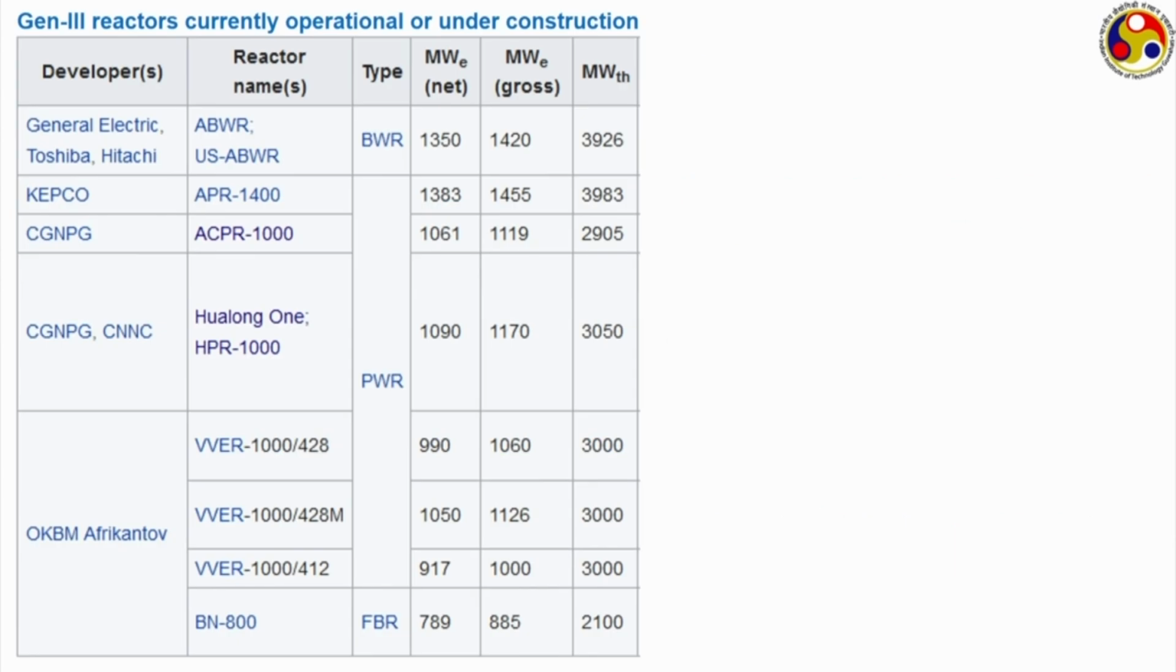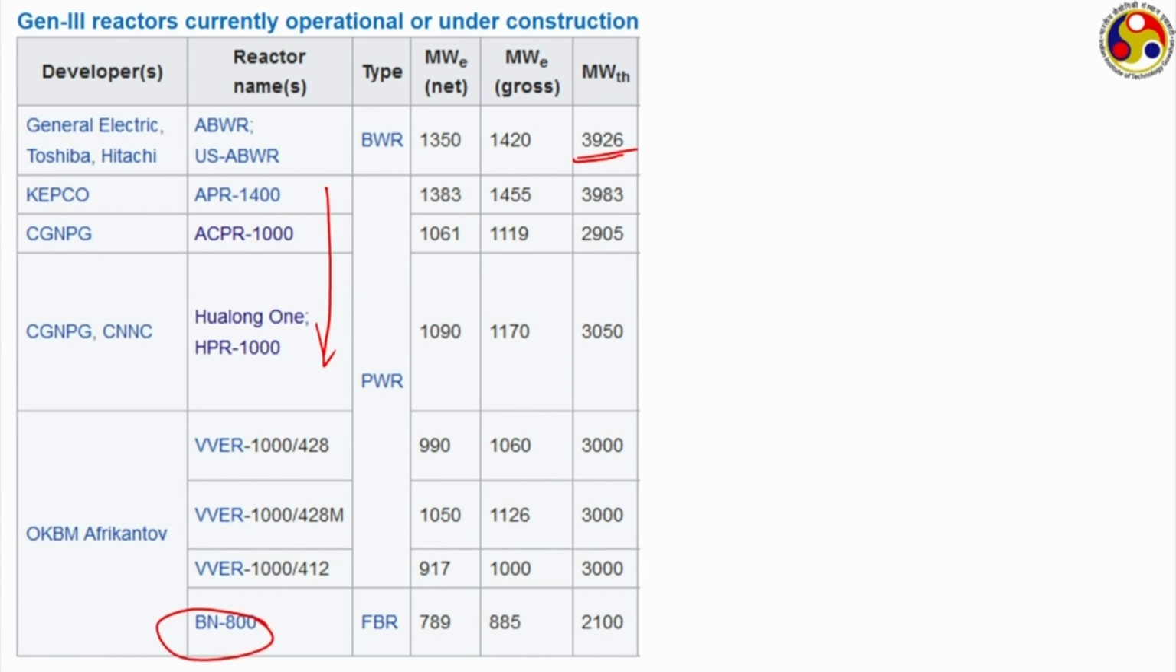These are the currently operational generation 3 reactors. The advanced boiling water reactor concept of General Electric and Toshiba, these are boiling water reactors, but with advanced features, and they have very high power production capacity, like the thermal power that we are getting from these reactors at the level of 4000 megawatt. And these are the other reactors which are available, which all fall under the PWR category. These are improved versions of PWRs, and this is an FBWR.